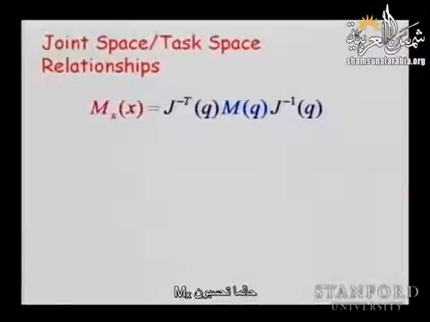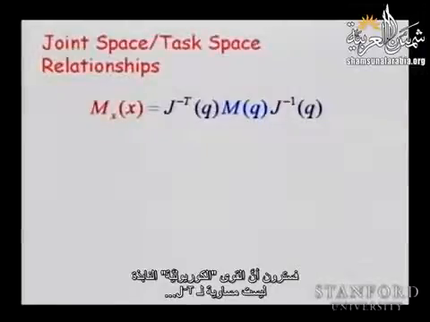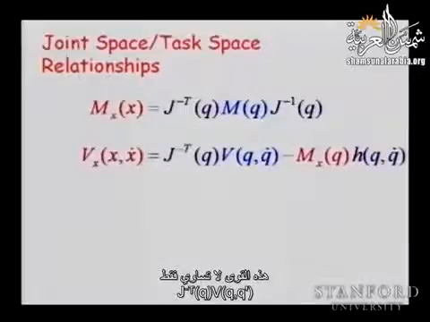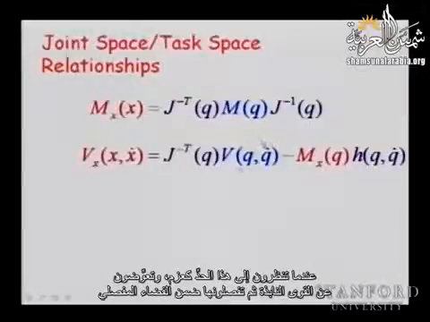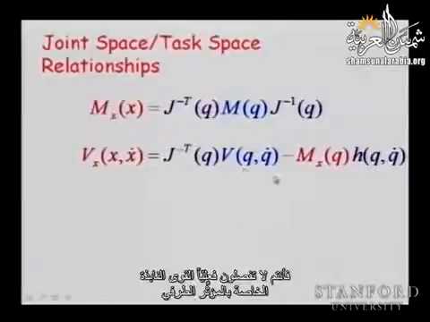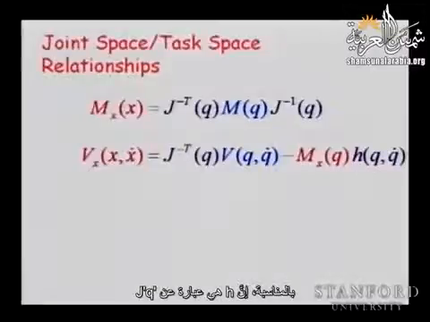So, in fact, once you have computed your Mx, then you can see that your centrifugal Coriolis forces are not just J minus transpose V. They are J minus transpose V minus this quantity. So actually, when you look at this as a torque and compensate and decouple centrifugal forces in joint space, you are not really decoupling the end effector centrifugal Coriolis forces, because the relationship between the two is different. By the way, H is just J dot q dot.